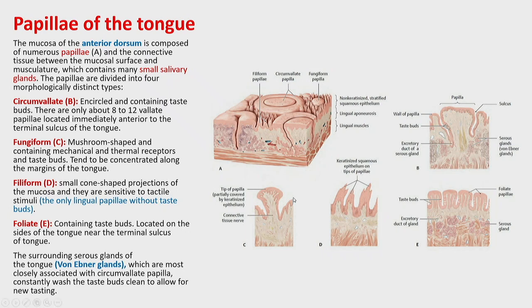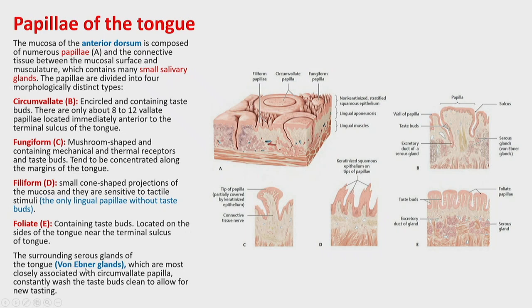The other one, as we mentioned, is the fungiform. It looks mushroom-shaped, and it contains mechanical and thermal receptors and also taste buds. The filiform, we said, has a conical or thread-shaped projection and doesn't have taste buds. And the foliate is located usually near the terminal sulcus of the tongue, a little bit laterally, and it also contains taste buds.